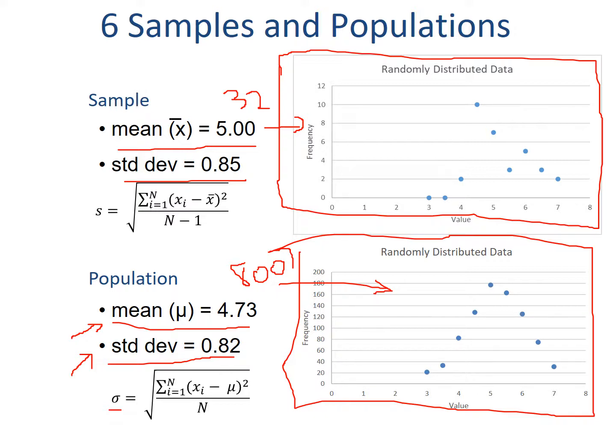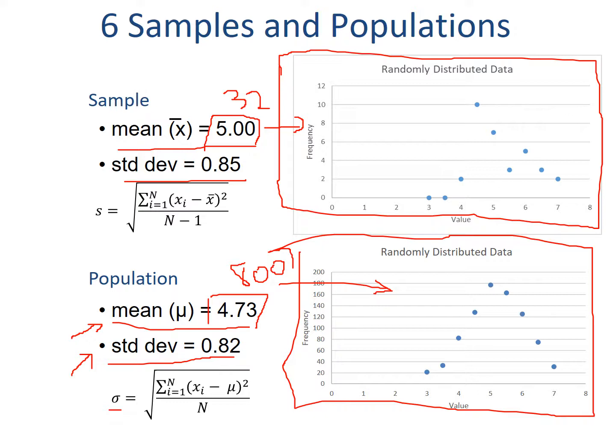So notice we have a mean here of 4.73 for the population. We have a mean here for the sample. The mean for the population is more accurate, and the standard deviation for the population is also going to be more accurate. It's also going to tend to be a little bit more precise. We're going to be able to distribute those points a little bit more predictably with more points.